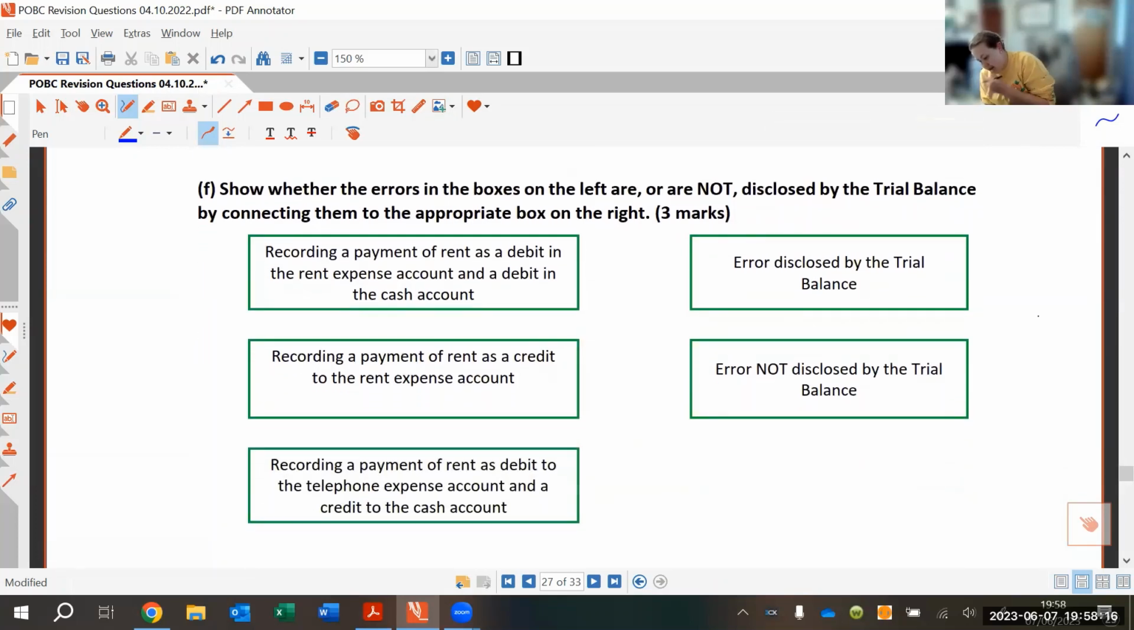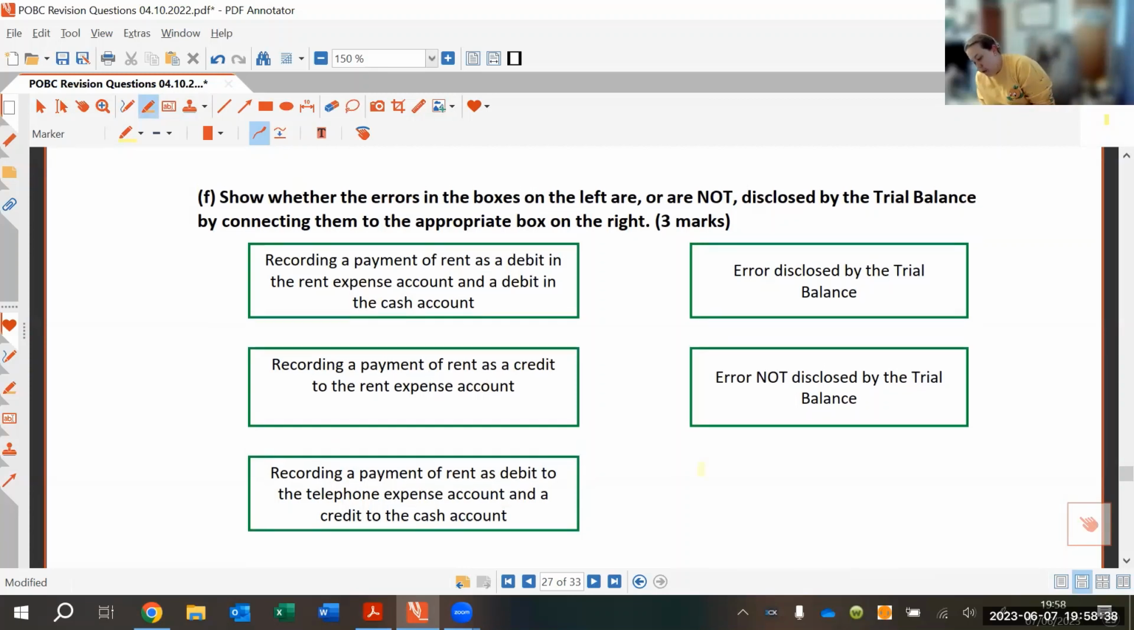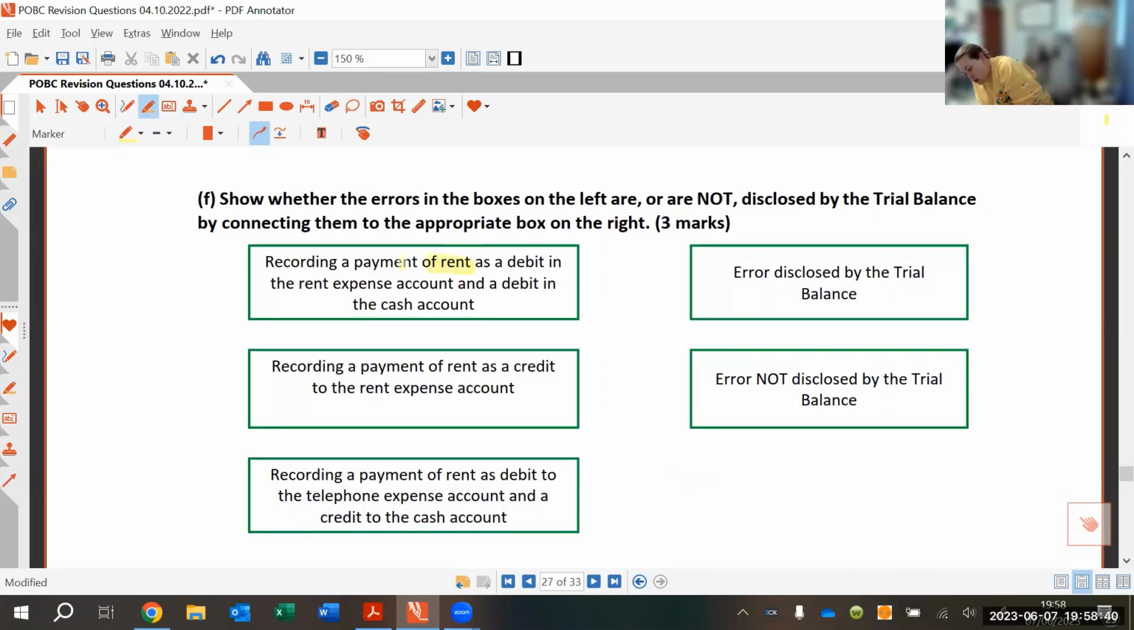Right, we'll go on to these errors just to finish off. Okay, so we need to decide for each one whether the error has been disclosed by the trial balance or not. So with these, you're looking for particular keywords that will say, oh, hang on a minute, that's not right, and therefore it will be shown in the trial balance, or it might not. So we've got the first one, the payment of rent. We've got a debit in the rent expense account and a debit in the cash account. What do we think? Will the trial balance show that or not?